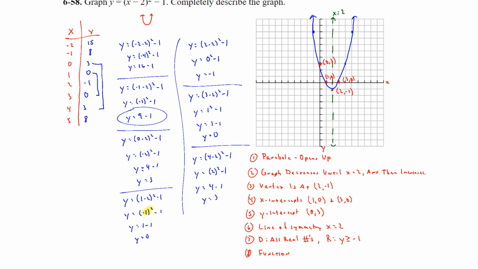The line of symmetry is at x equals 2, so you can see I graphed that in there. I also graphed all the red points, which are your special points, the intercepts and the vertex. And then the domain is all real numbers. You can plug in any value for x.